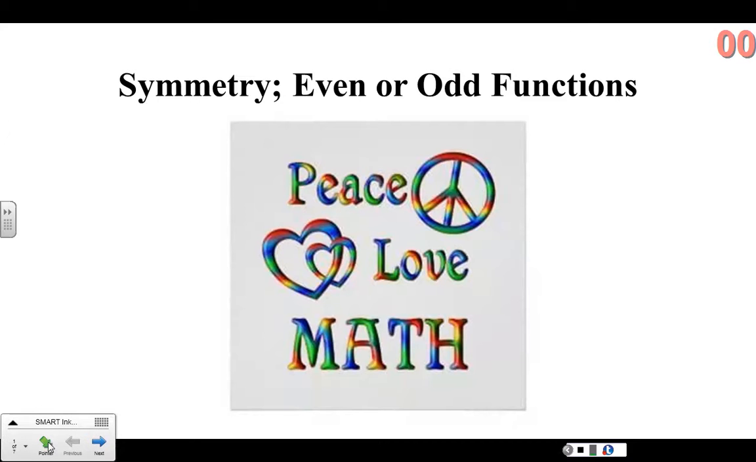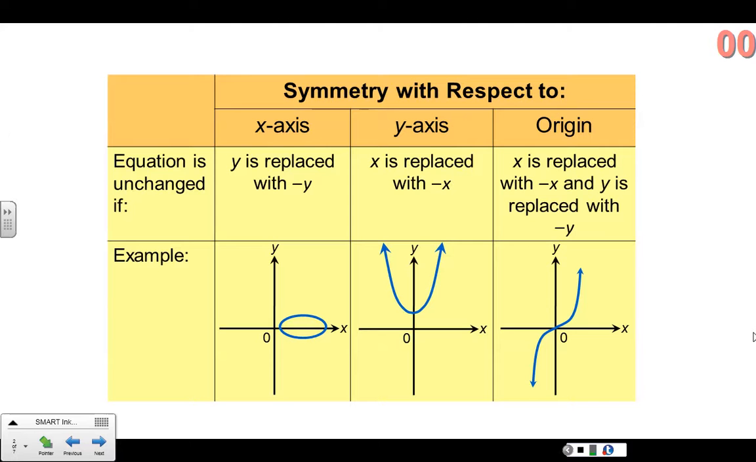Alright, in this video we're going to talk about symmetry of functions, symmetry with respect to the x-axis, with respect to the y-axis, and with respect to the origin. We're also going to determine whether a function is considered an even or an odd function. The first thing we want to talk about is symmetry. Symmetry with respect to either the x-axis, y-axis, or the origin.